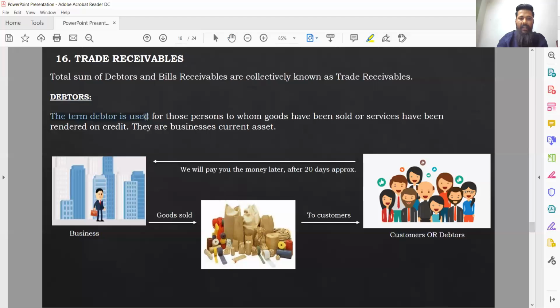So the term debtor is used for those persons to whom goods have been sold or services have been rendered on credit. Debtors are basically an example of current assets. We have already discussed the meaning of current assets. Means what? Those assets which get converted into cash within a period of 12 months.